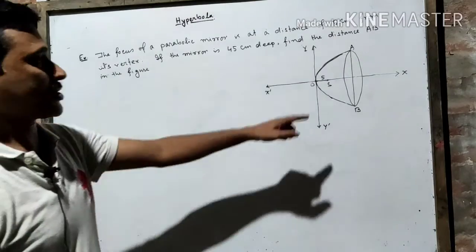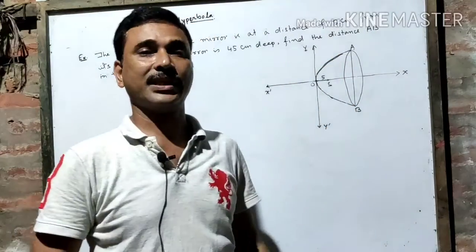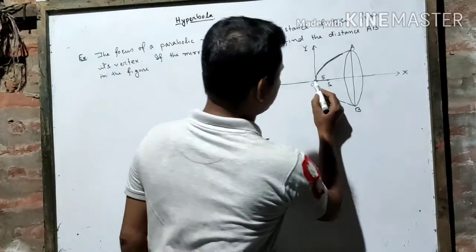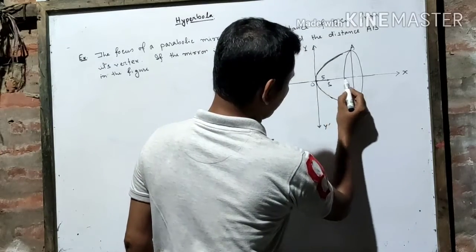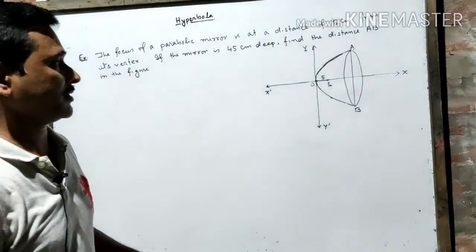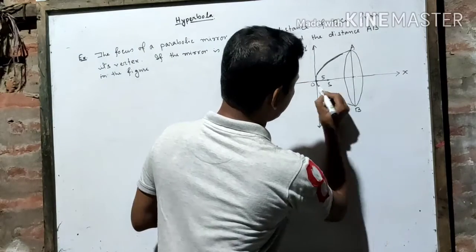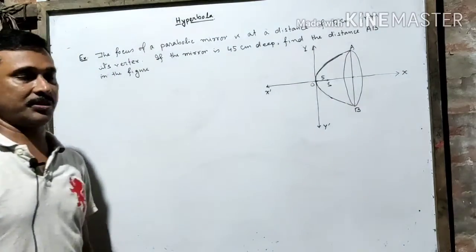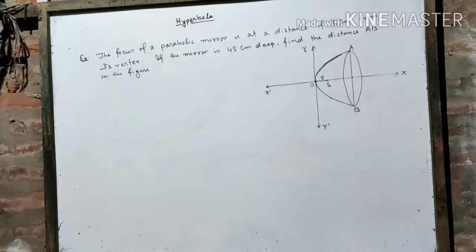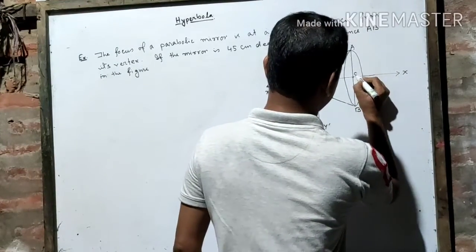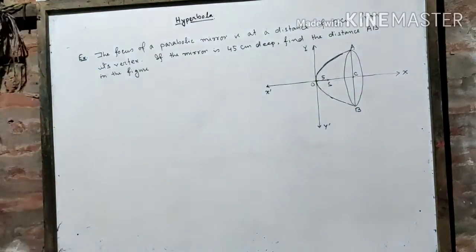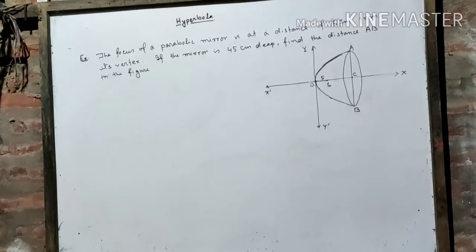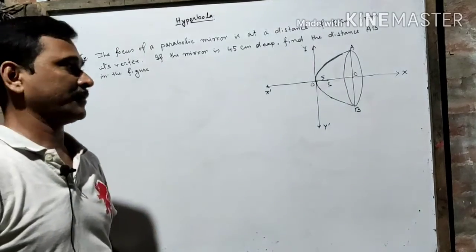We are asked to find the length AB. The depth of the mirror is 45 centimeter. This length from this point to the vertex is 45 centimeter. Let us name this point C. So OC is 45 centimeter, and we are required to find the length AB.